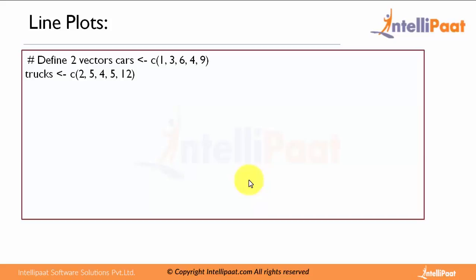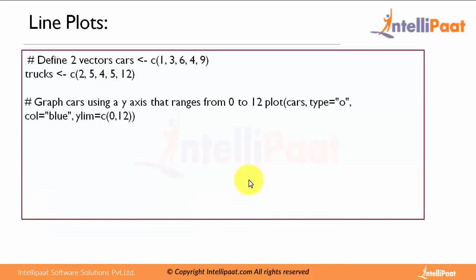We simply create multiple values together, and we are saying that the graph is using a y-axis that ranges from 0 to 12. That's the reason we use ylim, that is y-limit, and essentially the type is equal to o, color is equal to blue. These are the previous options that were discussed.